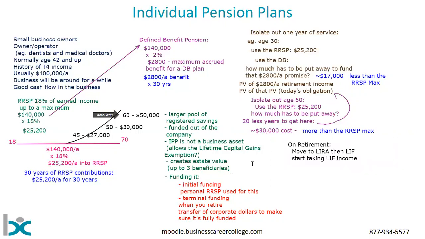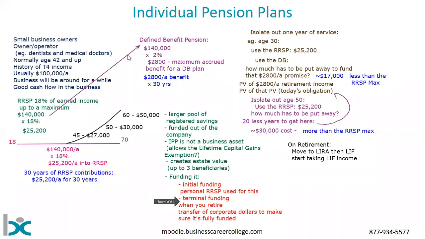And now it works just like any other LIF. The difference would be that you've been able to get a lot more funding into that LIF because of the combination of, over on the left side now, that larger level of funding than what the RSP allows, and because of the initial funding and terminal funding obligations, which require this thing to really get cranked up.